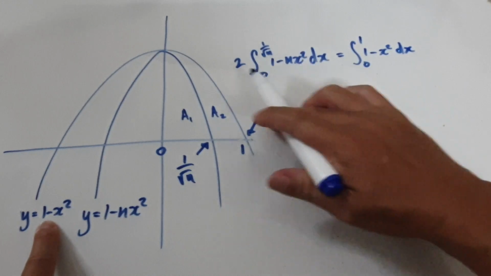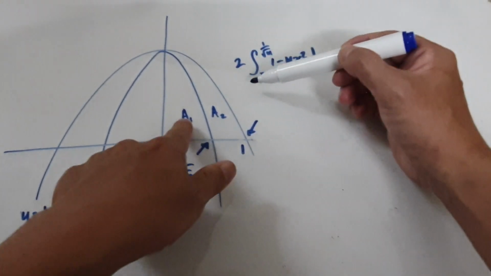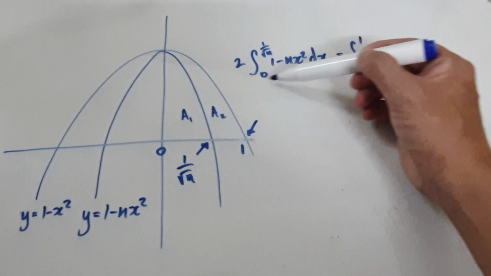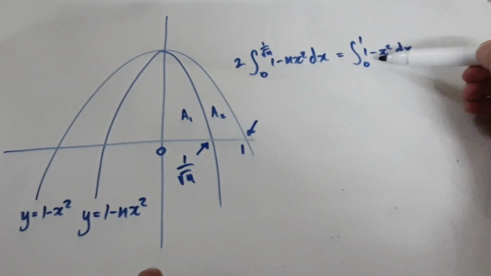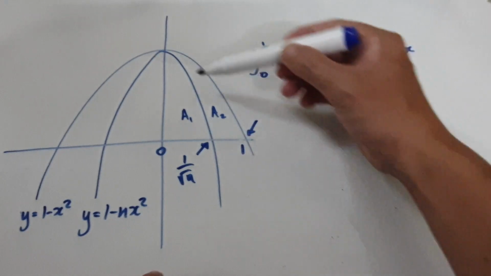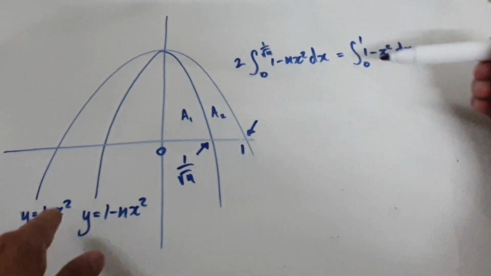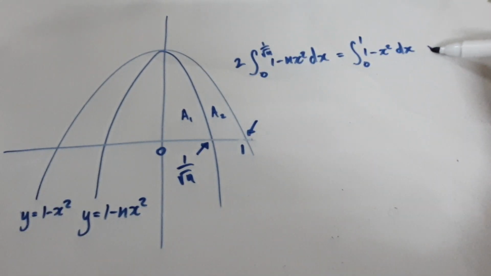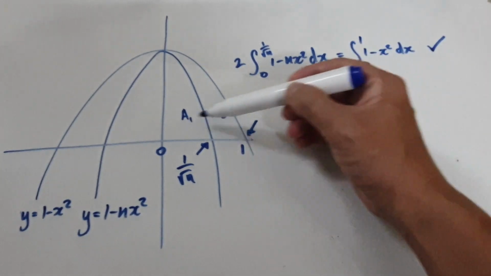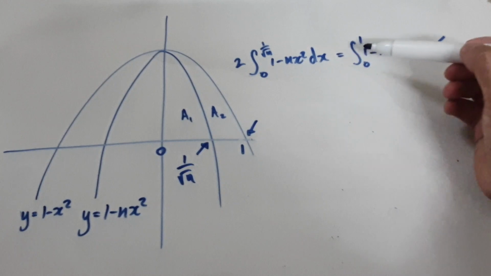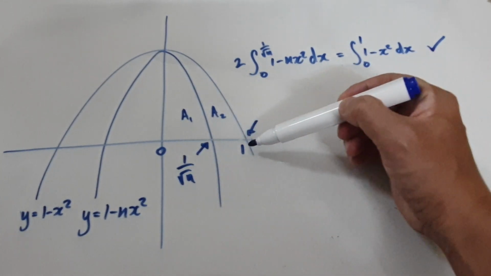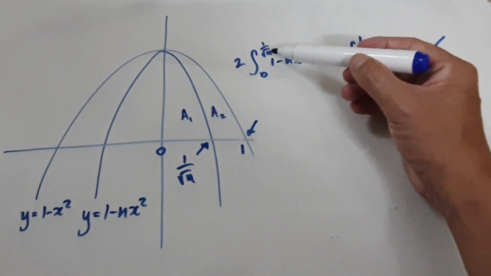So this will now be true, because two lots of A1 will be the same as the integral from 0 to 1 of this graph. This statement must be true if the two areas are the same. Anyway, we need to find n.